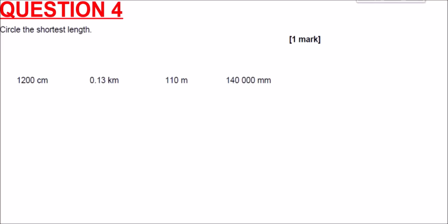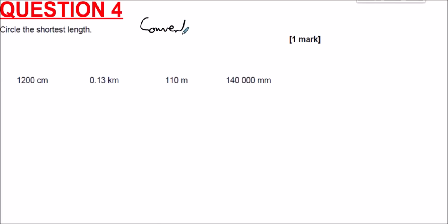Question 4, circle the shortest length. My honest opinion of this question, not that my opinion counts for anything necessarily, is that this is quite a nasty question, because each one of these has got different units, and so you need to know your conversions really well. So the first thing I'd suggest is to convert them all into the same unit. It doesn't honestly matter which unit you pick, but I would suggest to convert them all into meters.